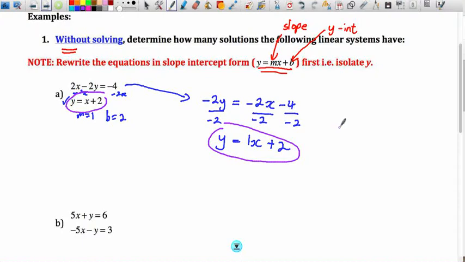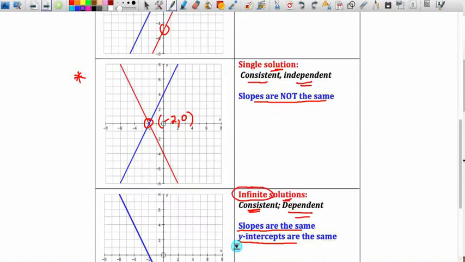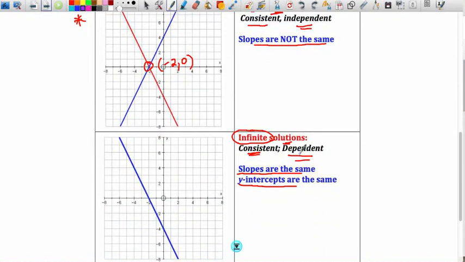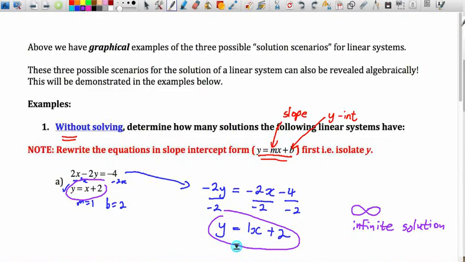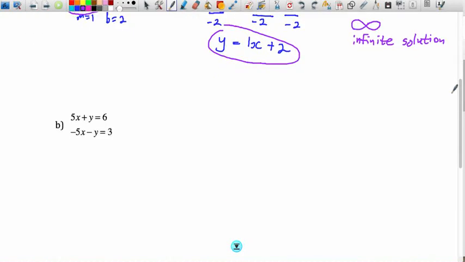So this is going to be an example of a system which has an infinite number of solutions, and as you can see from above, this system is described as a consistent dependent system. Okay? Alright, so if we move to our second example, once again the procedure will be the same.